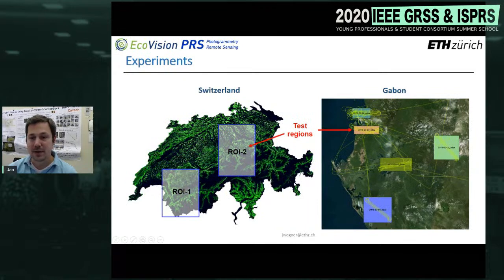And we do experiments where we have reference data. At the time when we published this work, we didn't have so much. So we had the reference data for whole Switzerland. So we have two regions of interest in Switzerland. And we got five different reference data areas from full waveform airborne LiDAR data from our NASA colleagues in Gabon, which is a country in West Africa, which has a lot of very dense native rainforest with very high trees, so up to 65 meters.